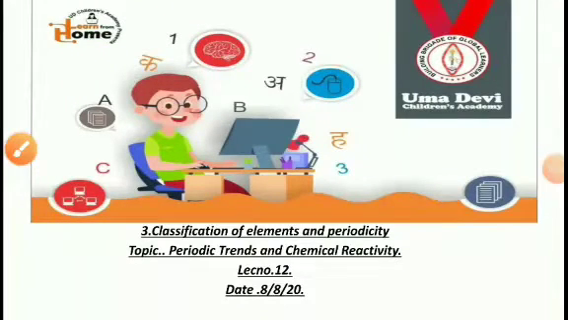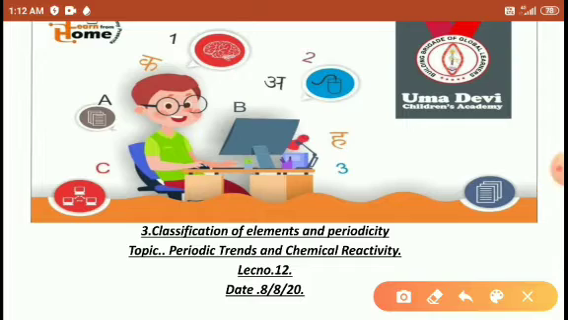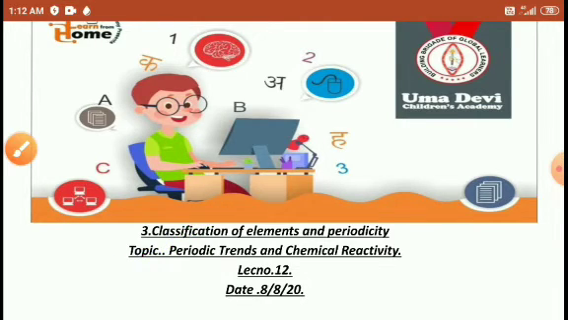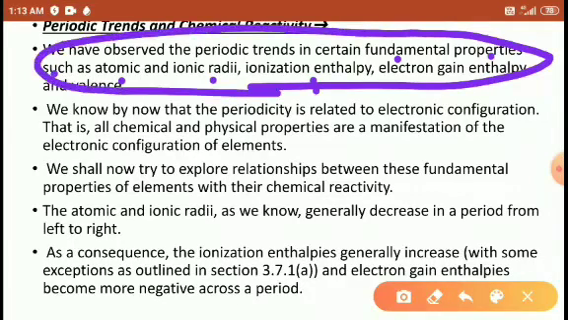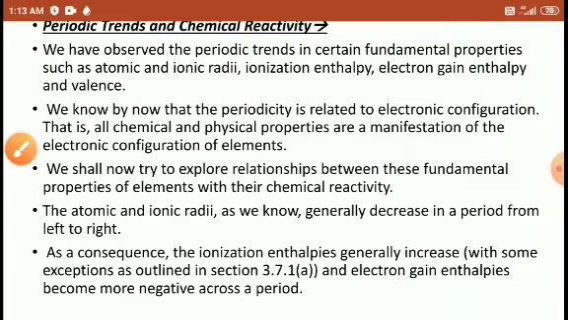Hello students, today we are discussing the topic: periodic trends and chemical reactivity. In this topic we are revising the previous topics. In periodic trends and chemical reactivity, we observe the trends of fundamental properties such as atomic and ionic radii, electron gain enthalpy, and ionization enthalpy. These are all fundamental properties of the periodic table. Right. So how these fundamental properties vary along the period, we will discuss here.